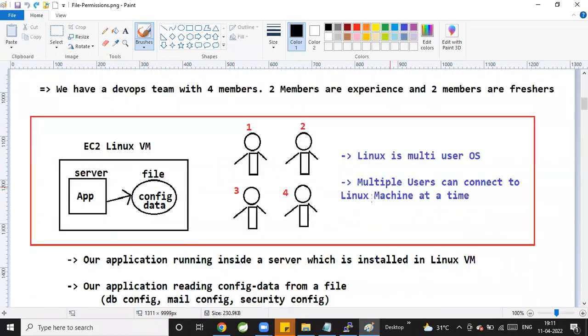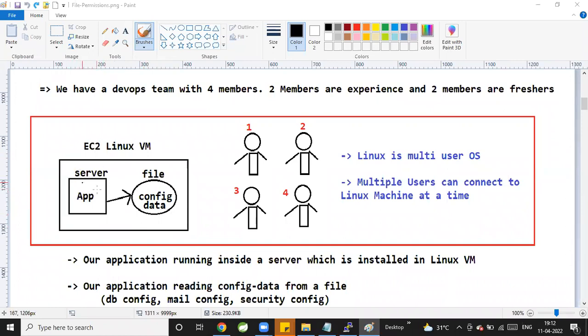Now, let us try to understand why we need to secure our files in Linux. Assume that I have taken one EC2 instance with the Linux operating system. In that EC2 instance, I have installed one server. Inside that server, I'm deploying my application.